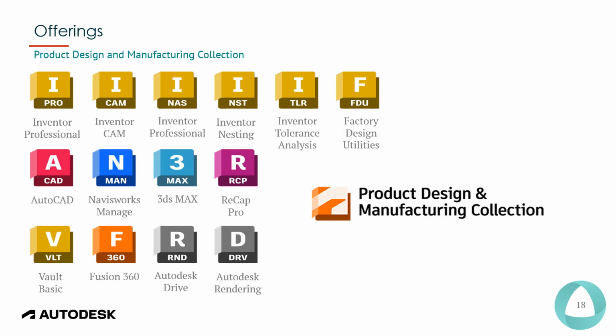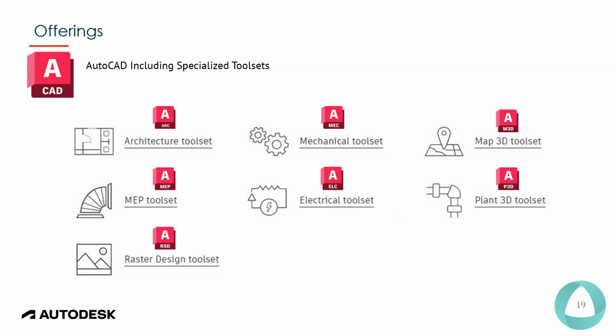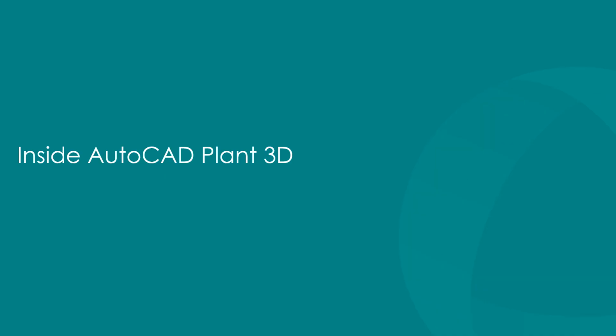A quick look at the software offerings we provide. So we do offer the product design and manufacturing collection. This includes all the software here on screen. Just to highlight, you do get your Inventor, your AutoCAD with the Plant 3D, the Navisworks, and the 3ds Max. Our other offering we provide, we've got your AutoCAD including specialized toolsets. So this includes all software here on screen, and it automatically includes the Plant 3D toolset.